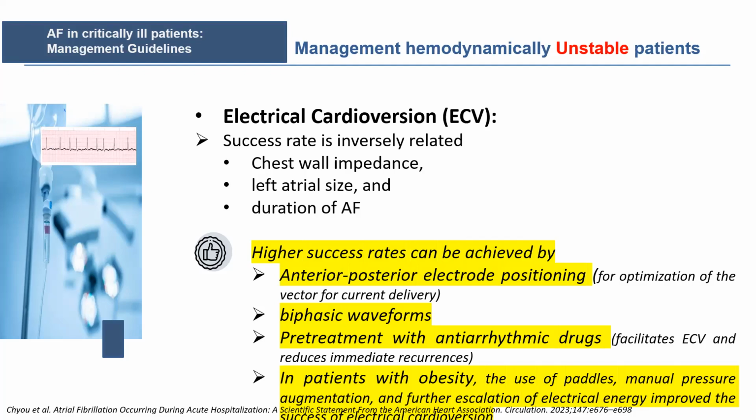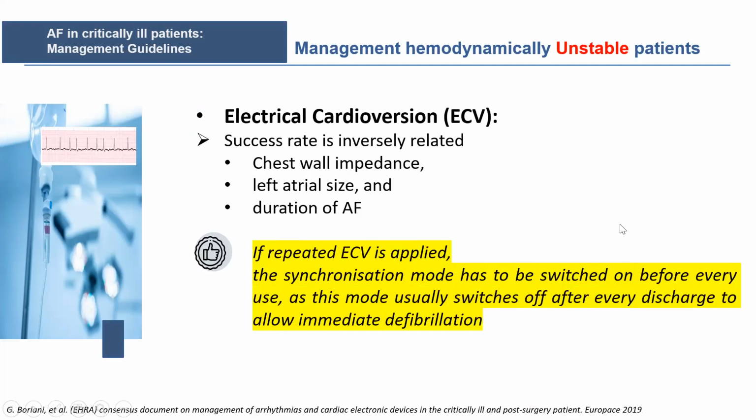This optimizes the vector for current delivery using a biphasic waveform. And of course, if the patient has had a chance to be pre-treated with an antiarrhythmic drug or is already on an antiarrhythmic drug, this increases the success rate. And in special situations, in patients who have a high body mass index, like obese patients, you can use manual paddles and apply augmented pressure. This will further help the success rate of the delivered electrical cardioversion.